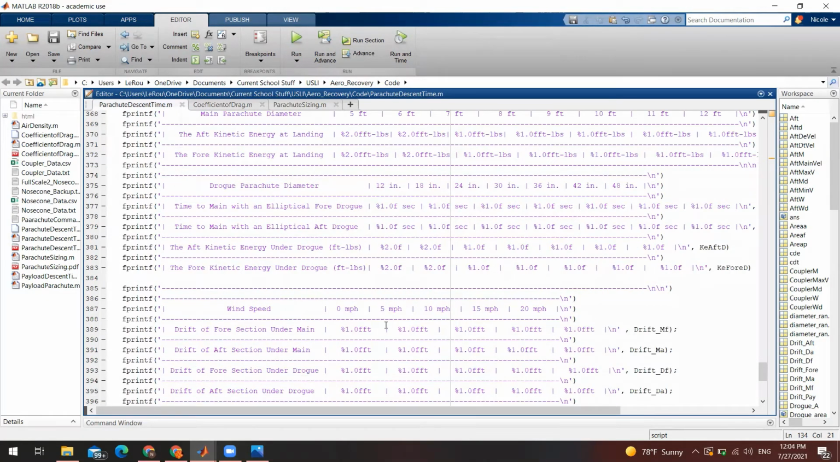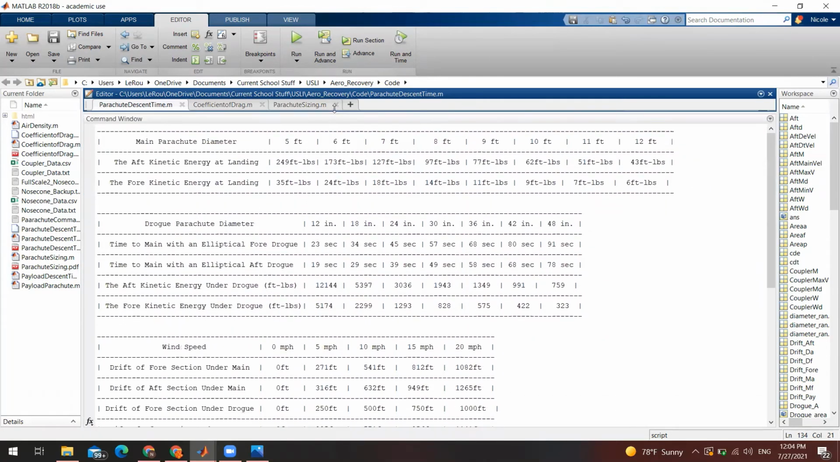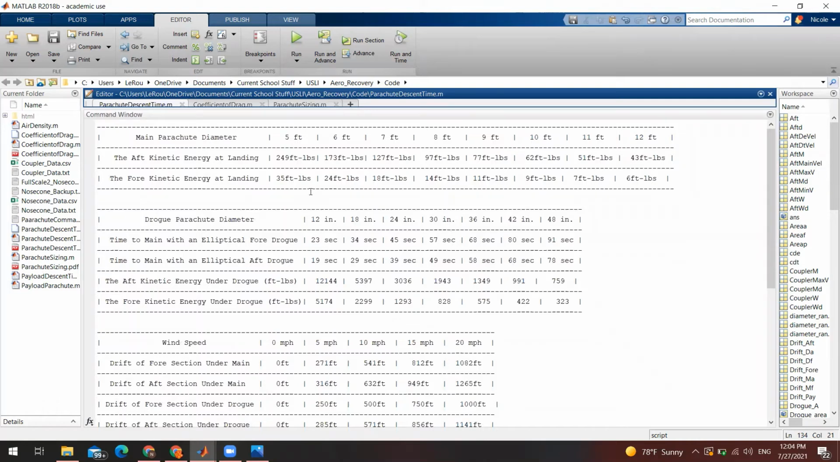These top three here, let's just look at them. So this is how we decided originally, right? This is the main parachute diameter versus the aft kinetic energy at landing and the fore kinetic energy at landing. If I look at this, I can tell that I need it to be at least 10 feet, right? Because it can't be 9 feet, because that's above the 75 foot-pounds requirement. And if I look at the fore section, any of them work, right? The fore section is much lighter than we anticipated, and so any of these will work.